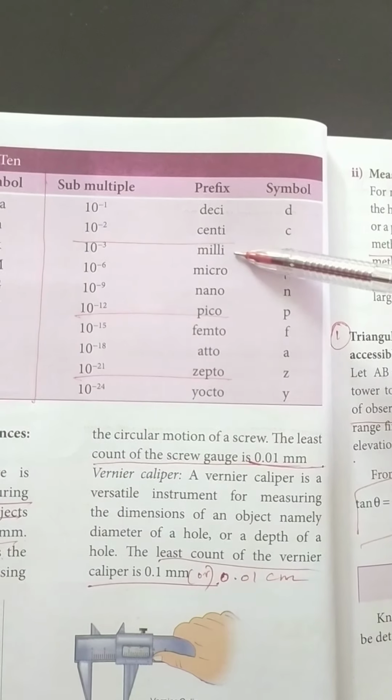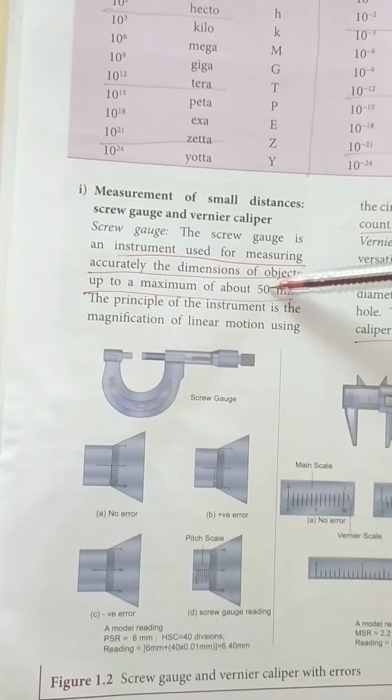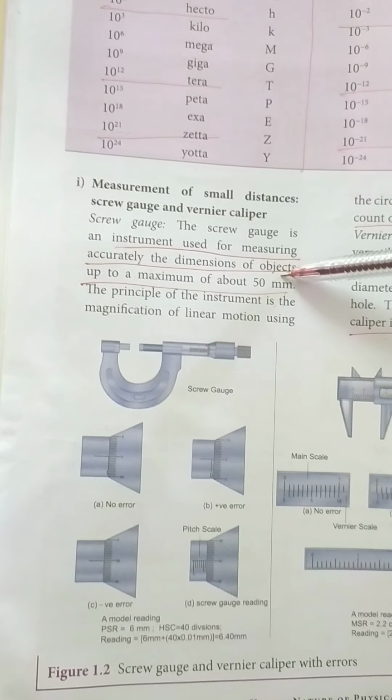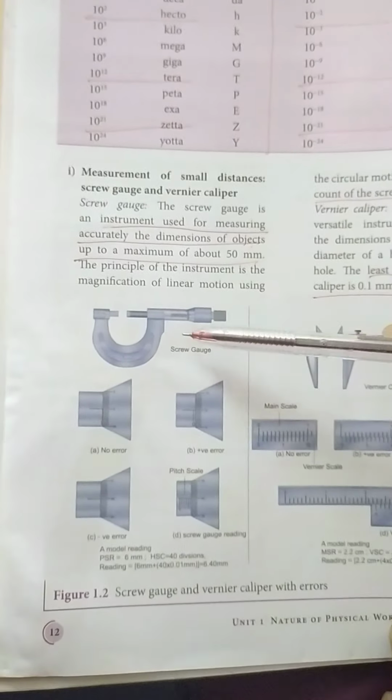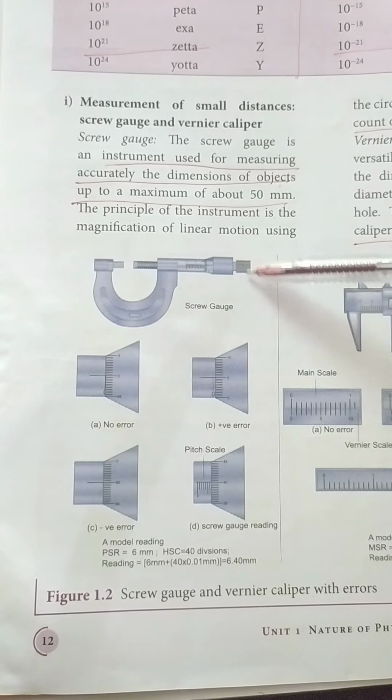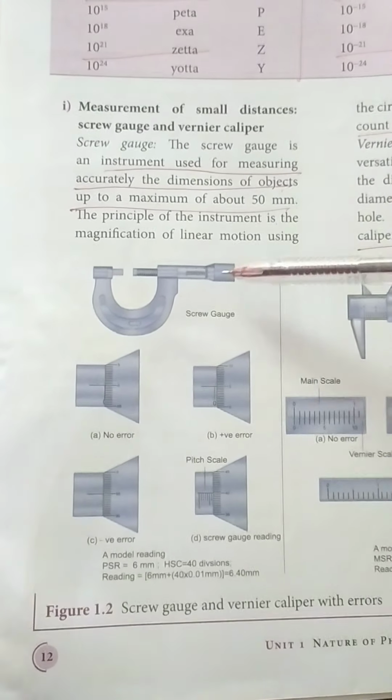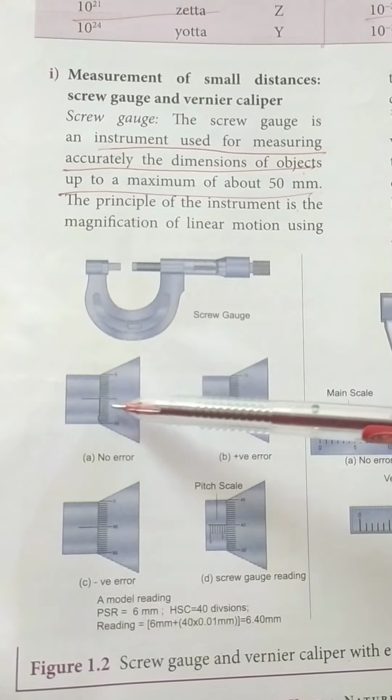Next, we are going to see about measurement of small distances. For small distances, you can use either a screw gauge or a vernier caliper. The screw gauge is used to measure a maximum of about 50 mm, which is a very small distance. You have already studied this in lower classes. This is the structure of the screw gauge, and this is called the pitch scale, and the rotating one is called the head scale.